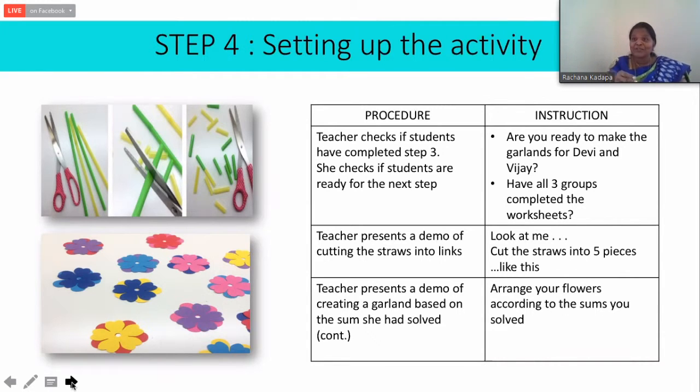After 2 flowers, you must put 1 leaf. So when the teacher gives instructions through a demonstration, the students understand them very clearly. So here, arrange your flowers according to the sums you solved.